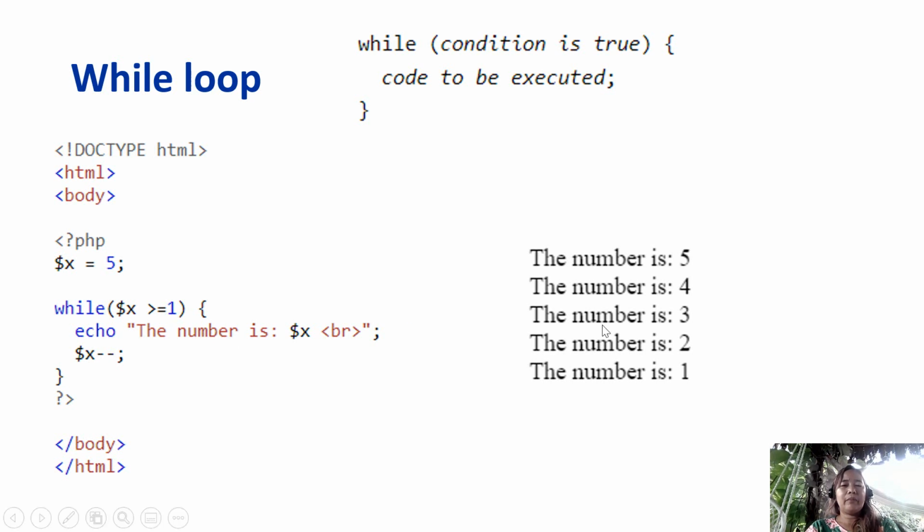So it will display the number is 3, and then subtract 1 from it, it becomes 2. Now is 2 greater than or equal to 1, it's still true. So it will display the number is 2. And then subtract 1 again, so it becomes 1. So again you check, is 1 greater than or equal to 1? That's true. So it will display the number is 1. And then subtract 1 from that value again, it becomes 0.